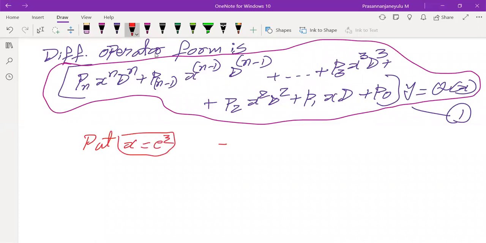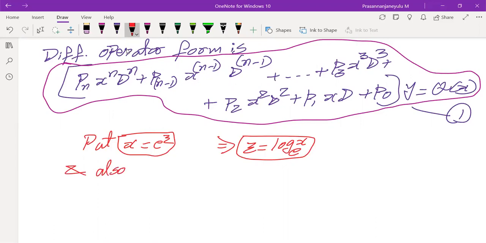That implies z can be written as, for the reverse case, log x to the base e. And whenever we are substituting this, we also have to substitute x into D equals theta, which I am writing in red because it is important. x into D equals theta. x squared into D squared equals theta into theta minus 1.